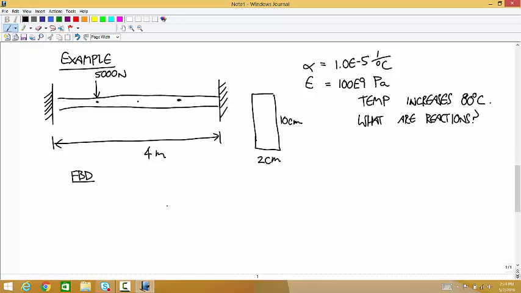So free body diagram of the whole beam. We have the 5,000 here. We're neglecting the weight. What are the reactions at the ends? Like what type of loads do those apply? Yeah, those are fixed joints. We don't know anything about the couples that are going to happen.